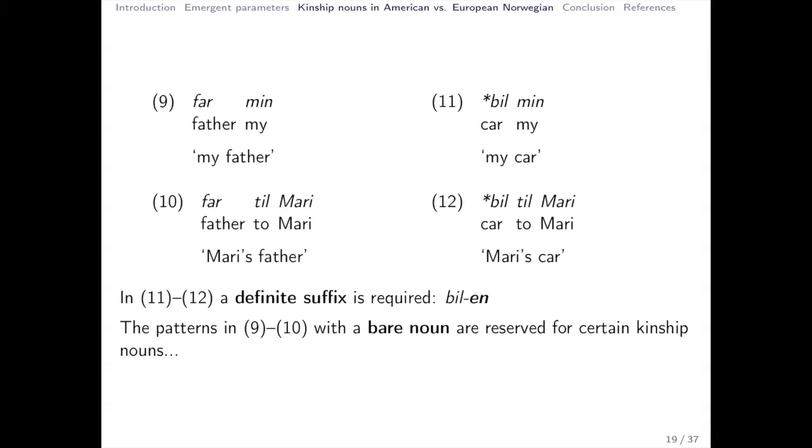So you can say in European Norwegian, far min, far til meg, father to me. But you cannot say bil min or bil til meg. What's special about these constructions is that with other nouns that are not this little subclass of kinship nouns, you need a definiteness suffix. You would have to say bilen min, bilen til meg. So that's how they're special.